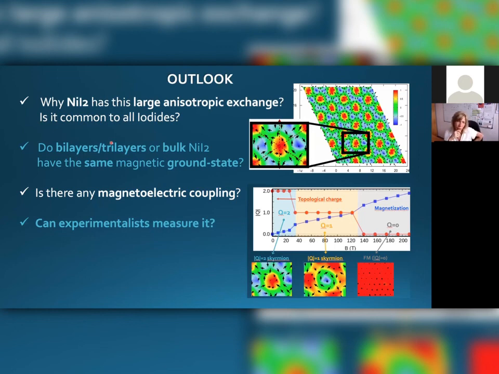The other thing that we are interested in is the magnetoelectric coupling. There could be some magnetoelectricity in this system that was observed in the crystal, and one should explore whether this magnetoelectricity and multiferroicity still survives in the monolayer.